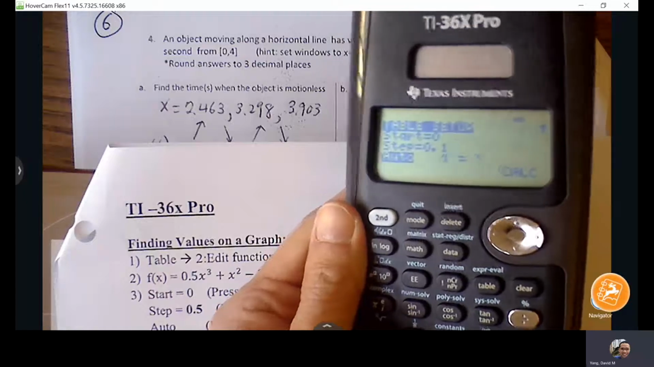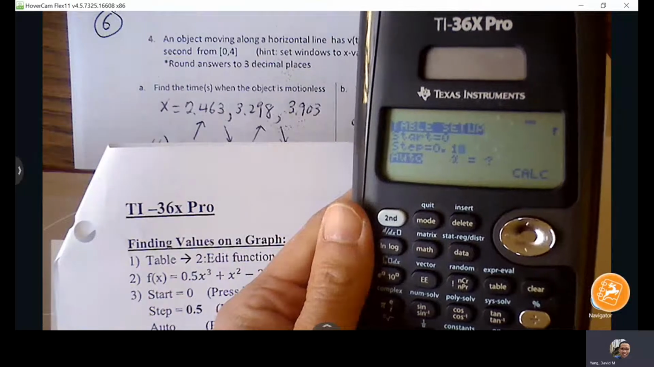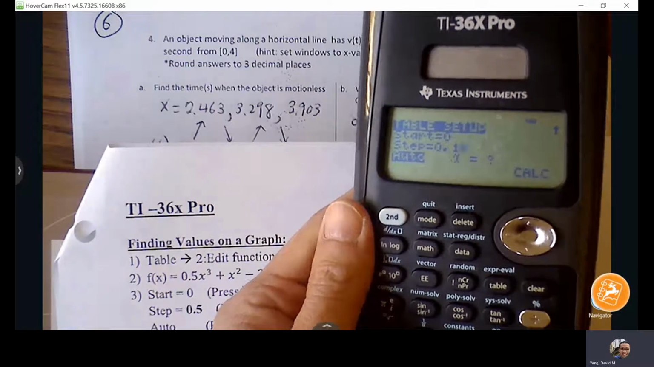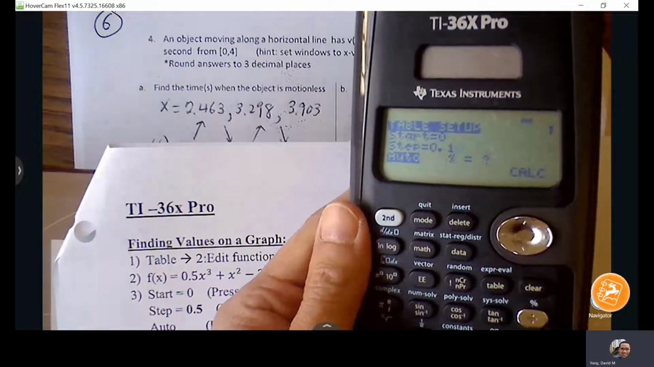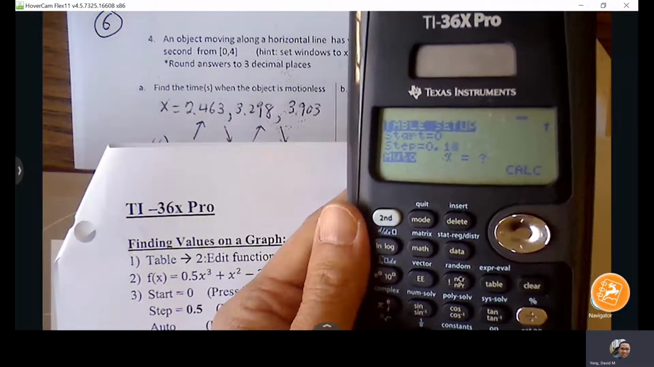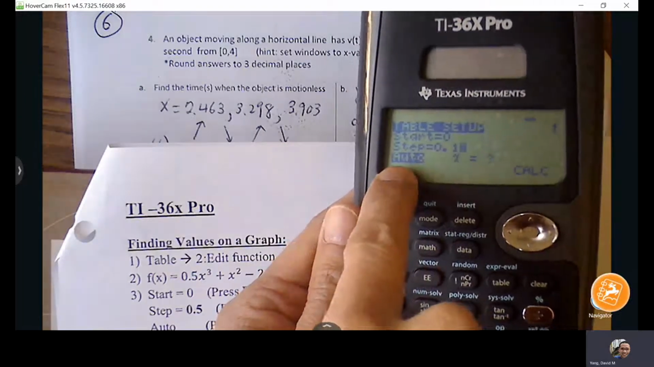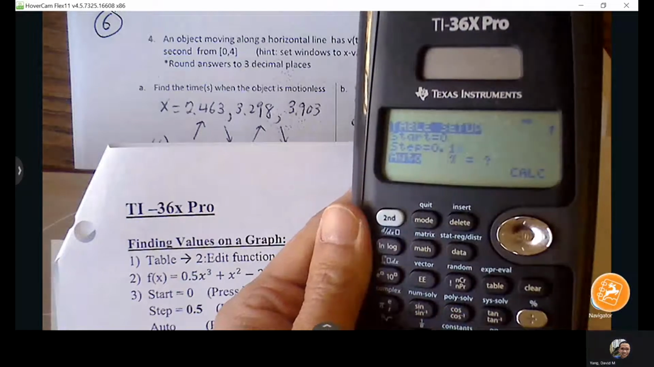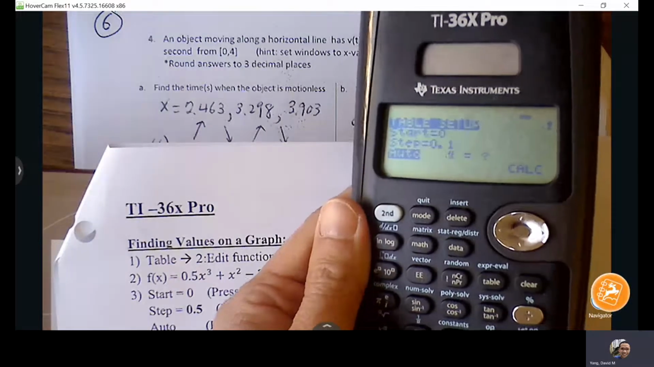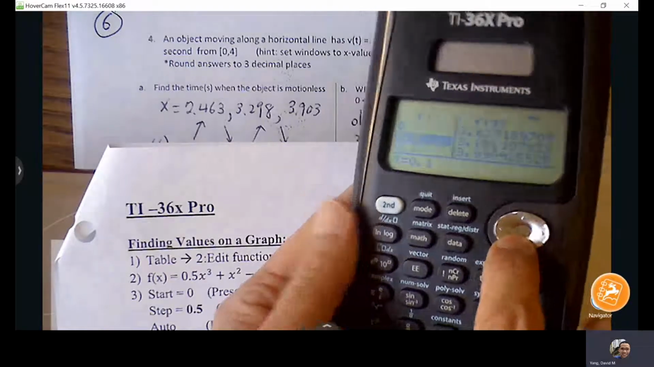It may still take a while to scroll down, but what's going to happen is it's going to give you every ordered pair by increments of 0.1. And what you're trying to do is look at your y values to see when the y value changes signs. Wherever the y value changes signs, it's an indication that that's where the x-intercept is. Make sure you're on auto. You want the table of values to auto-populate. Hit enter, enter.